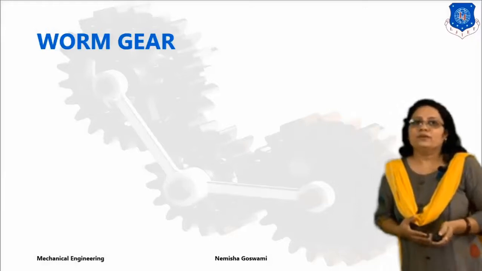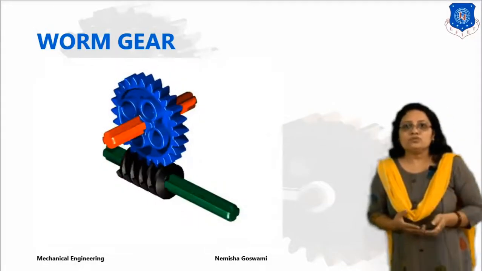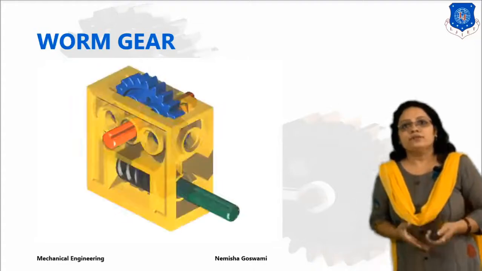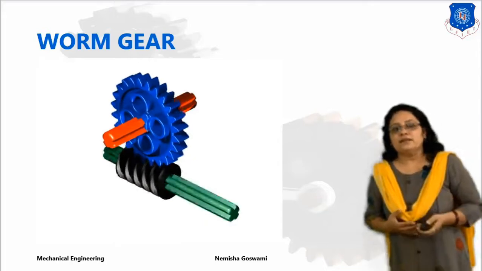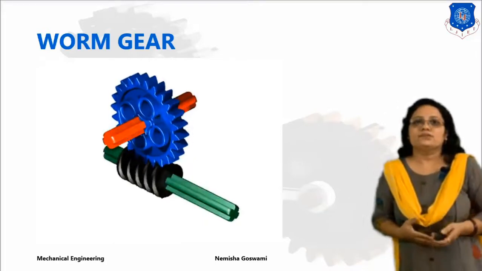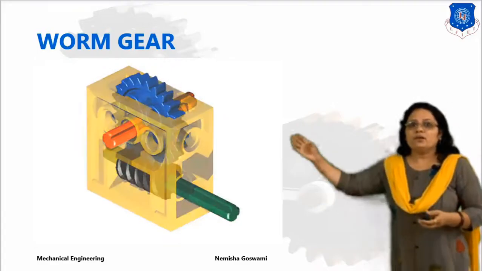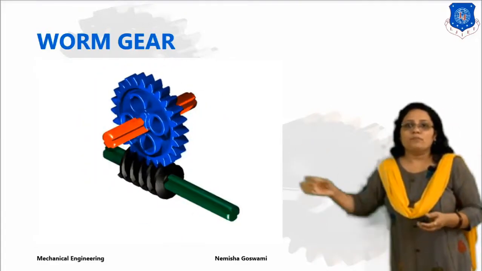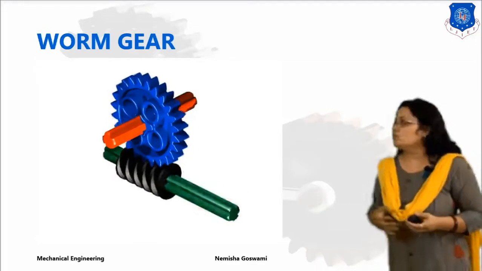Next is your worm gear. What is the need of a worm gear? A worm gear is generally used for a high transmission ratio, or we can say we can increase the transmission ratio of the system. So that's why we need the worm gear. And one of the most important functions of the worm gear is that it does not produce any type of noise.